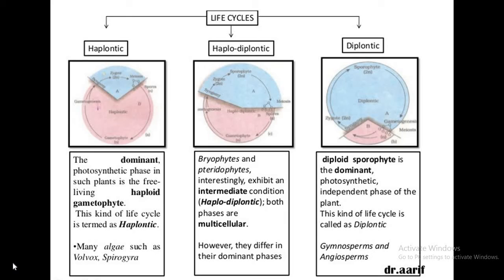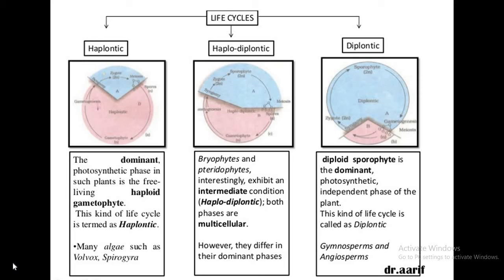Now this sporophyte, because it is 2N, has to form the gametes, so it undergoes meiosis to form the gametes. The gametes fuse to form a zygote. The zygote again becomes 2N, and this zygote develops into a sporophyte. Such type of life cycle is called diplontic life cycle, children, because here the main plant body is diploid. Now this type of life cycle you find in gymnosperms and angiosperms.